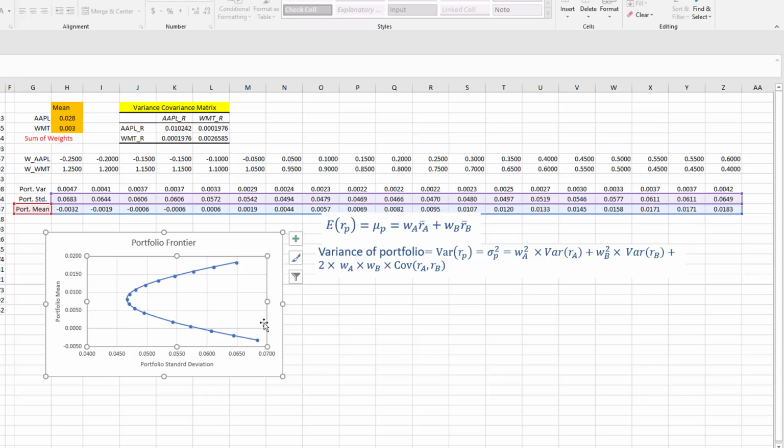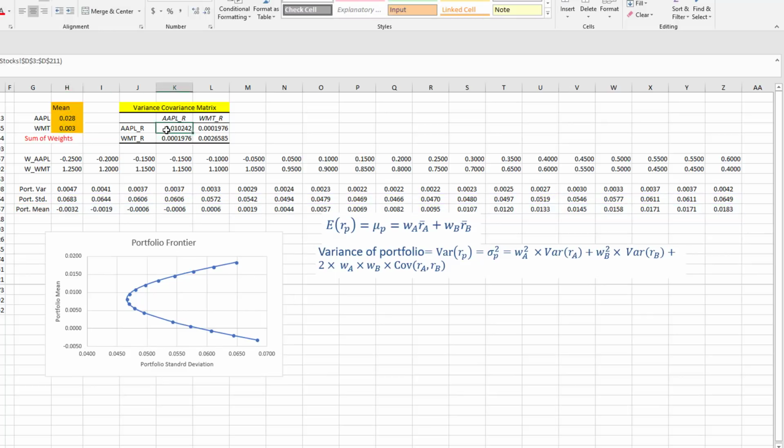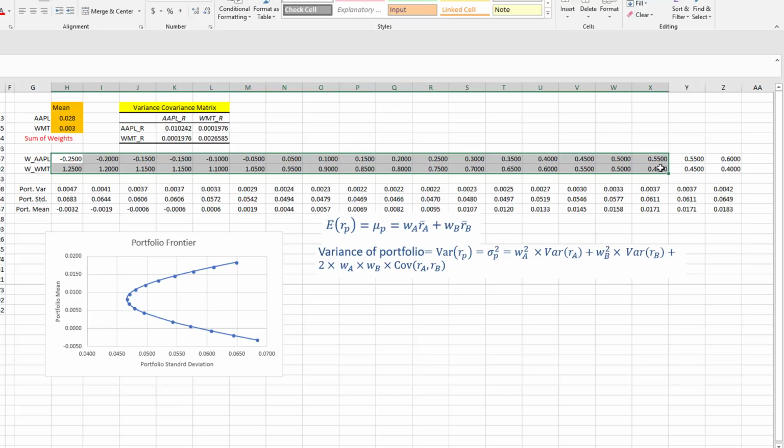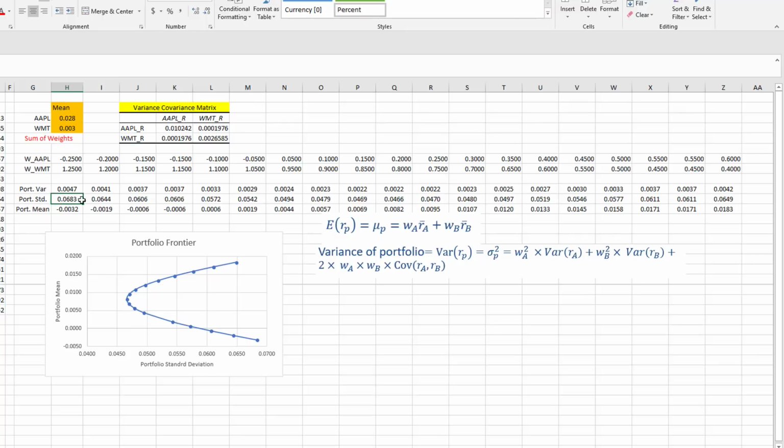I want to emphasize here how we derived this and what its meaning is. So let's recap how we derived it. We had the average of each stock and we had the variance covariance matrix, right? And what we did was we changed the weights, how much money we invest in each stock. As we change the portfolio weight, we get the different portfolio mean and the different portfolio standard deviation, right? Then we can plot that series, putting this portfolio standard deviation on the x-axis and portfolio mean on the y-axis, and this is the portfolio frontier.